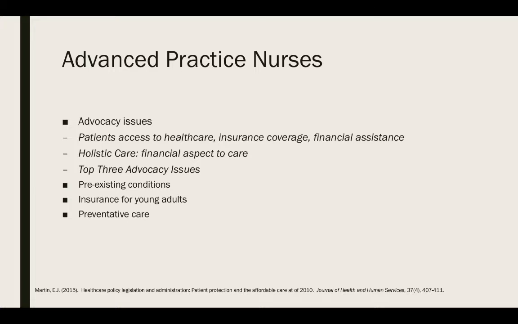Therefore, the top three aspects of the Affordable Care Act that I feel should be advocated for with the new healthcare repeal are, first, to ensure that patients have continued coverage and no increase in cost related to pre-existing conditions and or gender. Second, I feel that young adults should continue to be covered by their parents' insurance plans until they're 26. And finally, I feel that there should be a continued focus on preventative care.